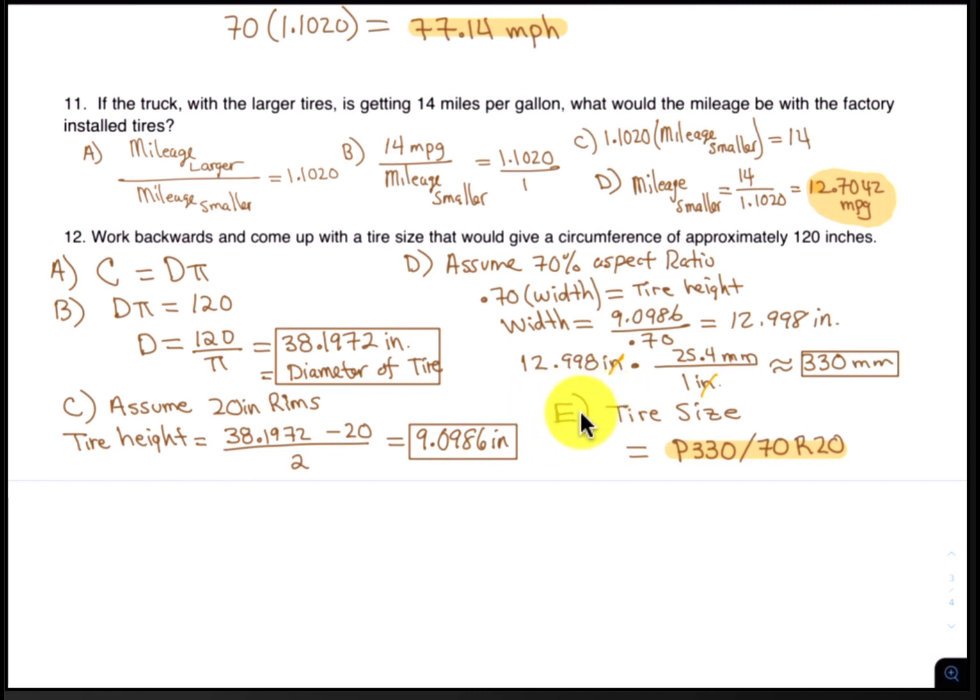Then in part E, we put this all together to get the official tire size that we would see on the actual tire. So we would have the P, which represents the passenger. Then the width comes next, which was the 330 that we got here. We have then the slash mark. Then we have the aspect ratio that we assumed, which was the 70%. And then we also assumed that the diameter of the rim was 20. So it would end up with R20 on the end.